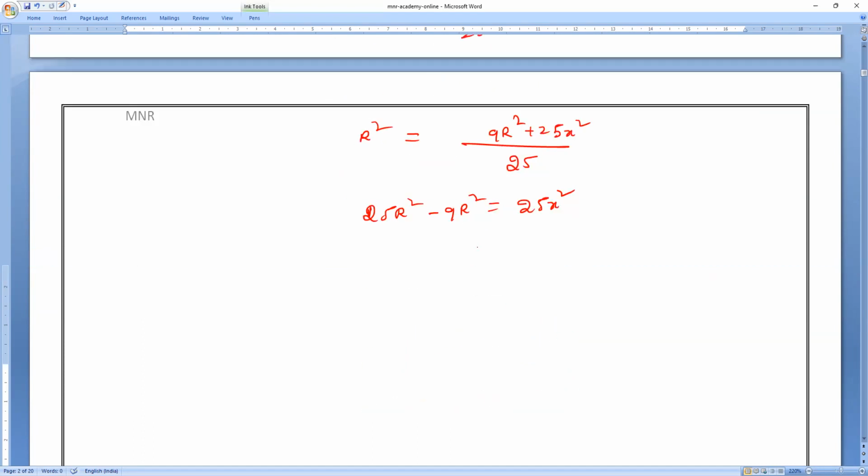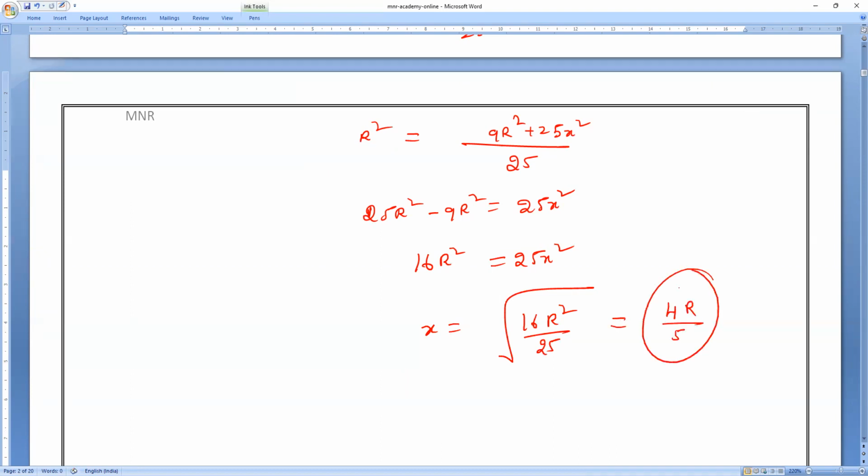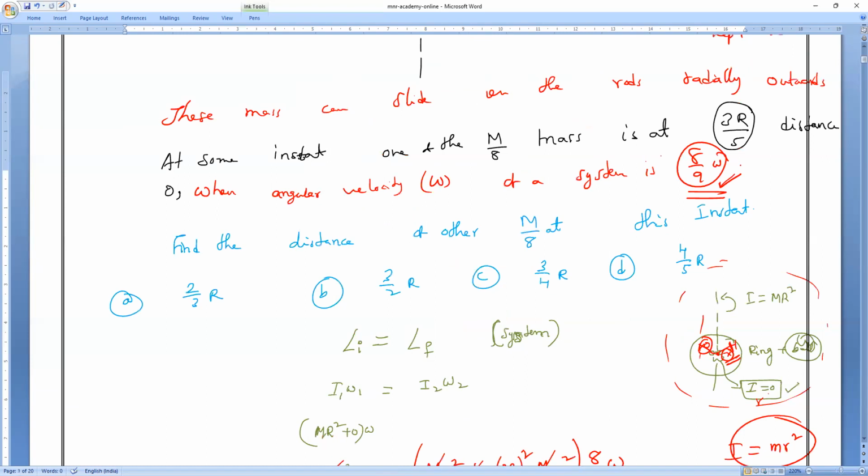Now you can see 25 minus 9, how much, guys? 16R square is equal to 25x square. So x is equal to the square root of 16R square divided by 25, which is equal to 4R divided by 5. So what is the second ball's travel distance? 4R by 5. So what is the correct option?